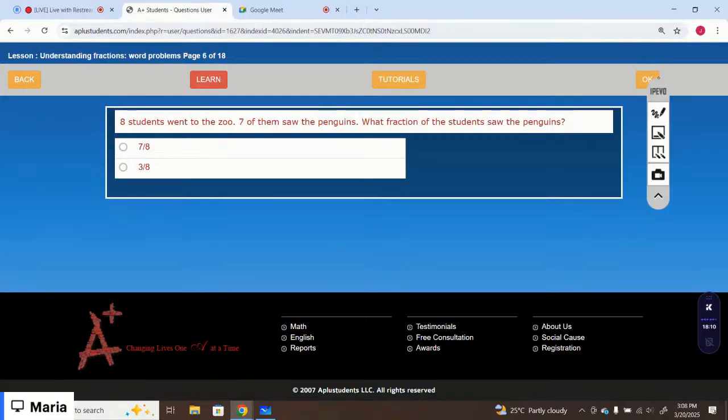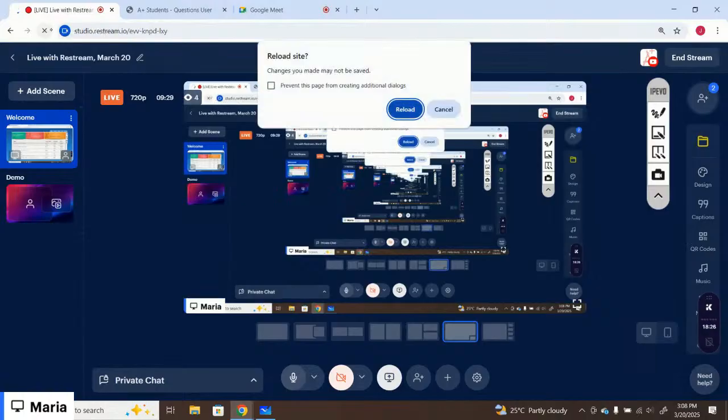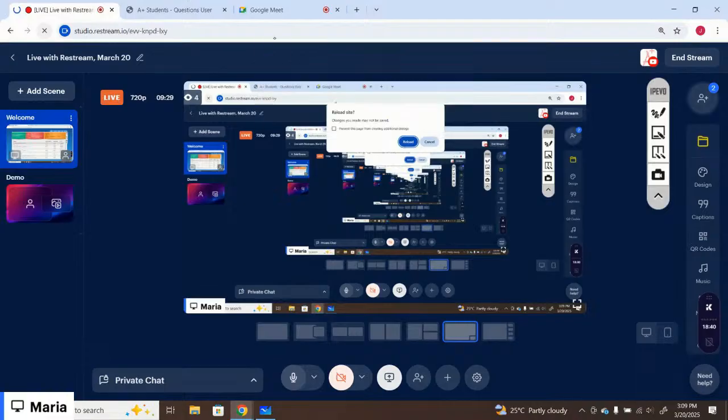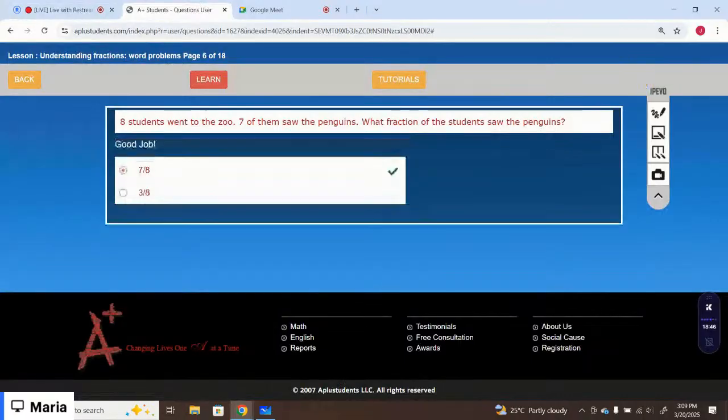8 students went to the zoo. 7 of them saw the penguins. What fraction of the students saw the penguins? That is 7 out of 8. Option number 1 is the correct option.